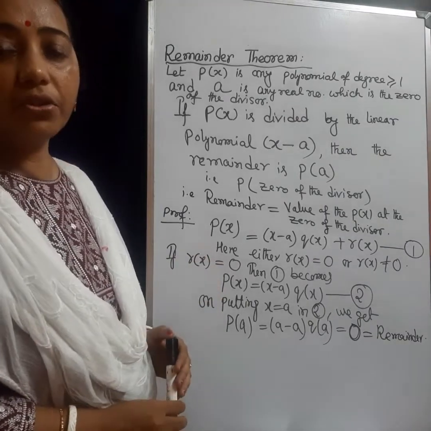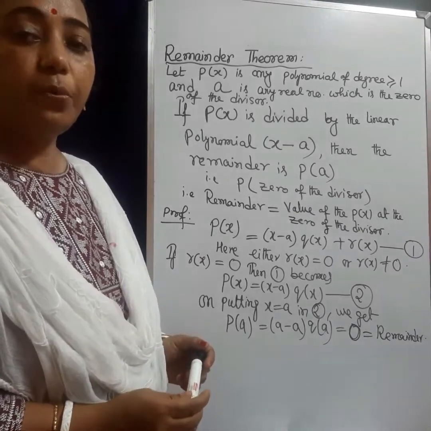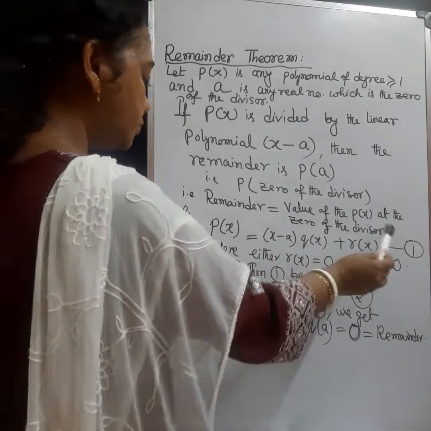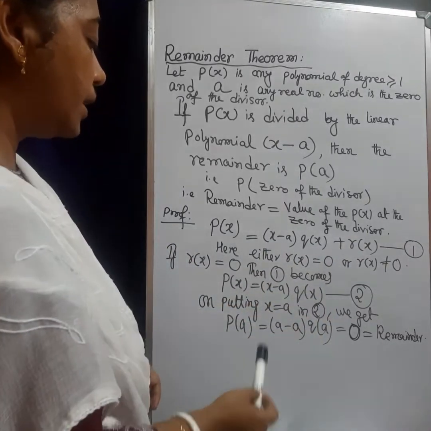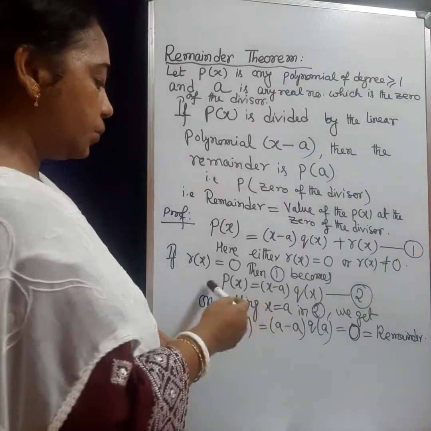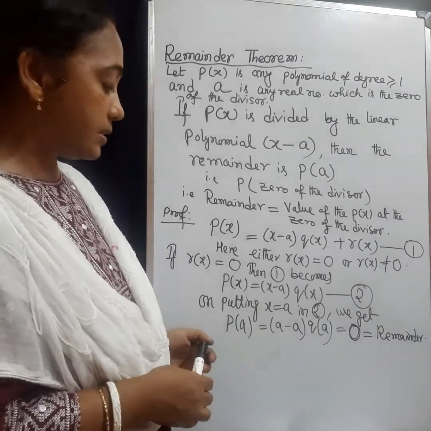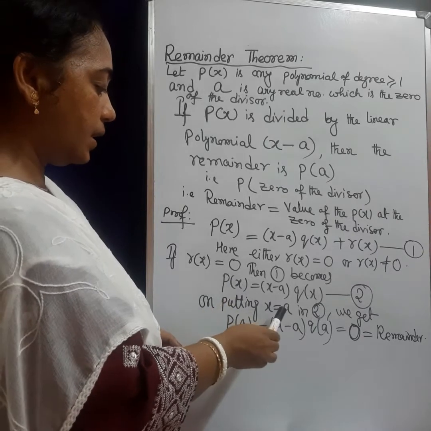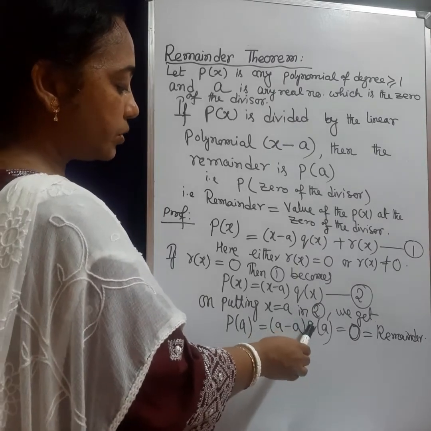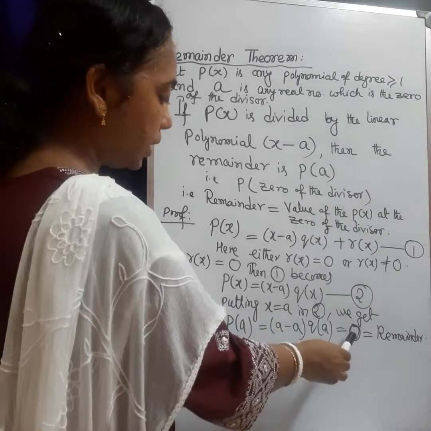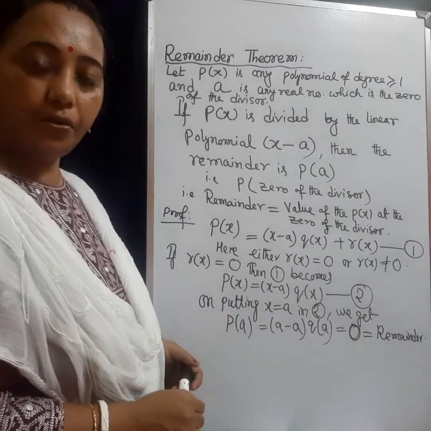So in this case, either we get the remainder equal to 0 or the remainder not equal to 0. Let us consider the case when the remainder is equal to 0. Then equation 1 becomes p(x) is equal to (x minus a) into q(x), because r(x) becomes 0. Now if we put x equal to a in equation 2, that is, by replacing the variable x by the 0 of the divisor, we get p(a) is equal to (a minus a), which becomes 0, into q(a), so the whole thing becomes 0. And we have considered the remainder 0, so we get p(a) is equal to 0, which is the same as the remainder.